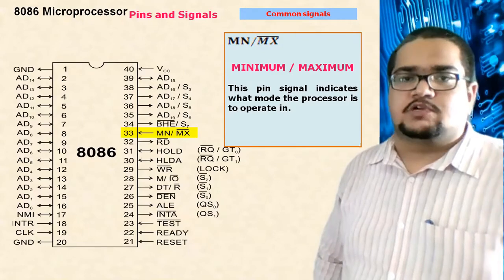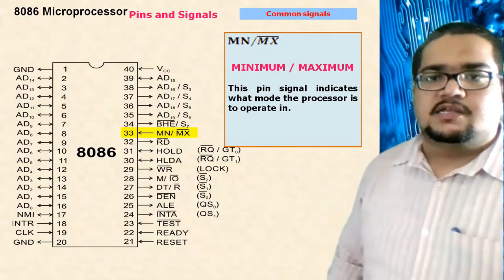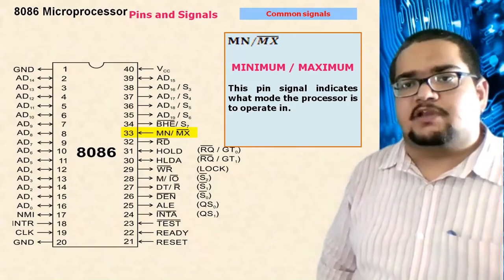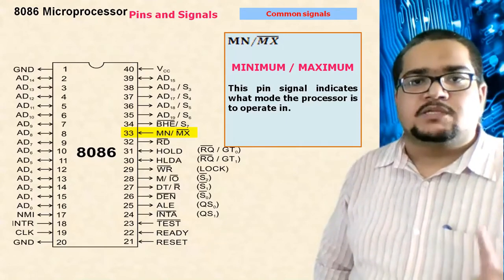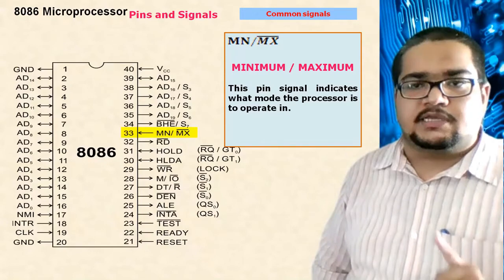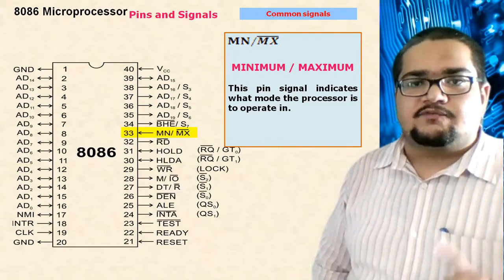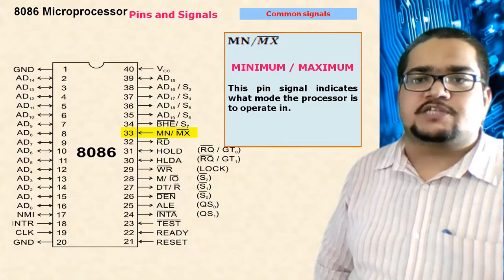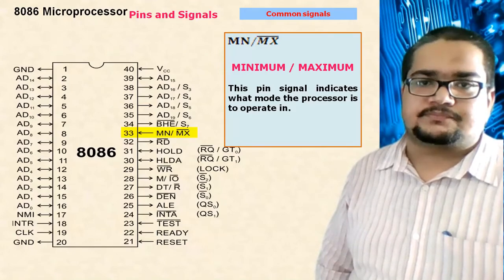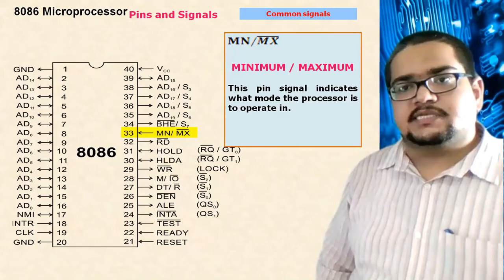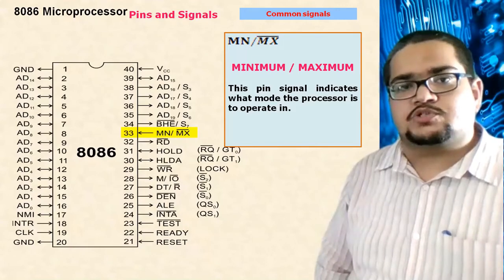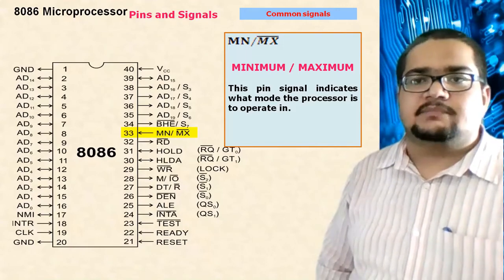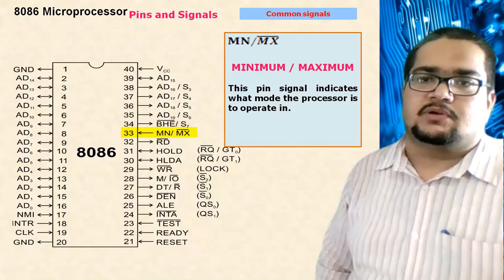Voltage wise it will be 5 volts. The operating voltage is 0 to 5 volts, so 0 will be low, 5 will be high. Logic 1 is 5 volts and logic 0 is 0 volts. So when you give this input to the processor as 5 volts, the processor will function in the minimum mode. When you make this signal low, if you connect 0 volts, ground, to this particular input, the processor will go into the maximum mode.